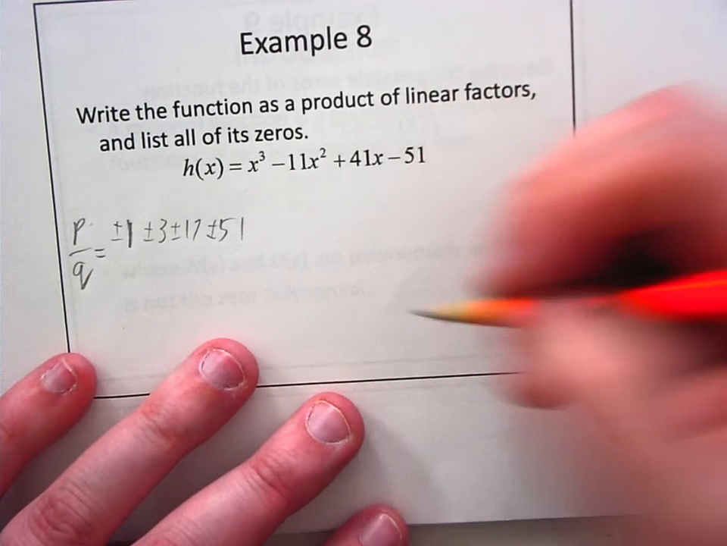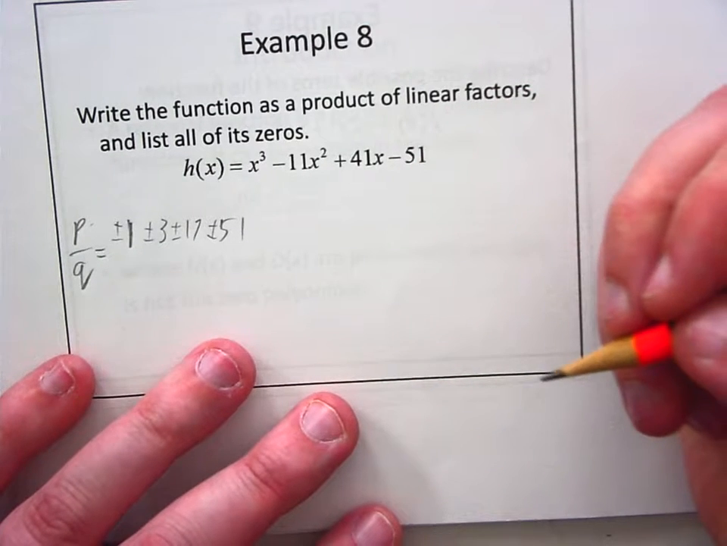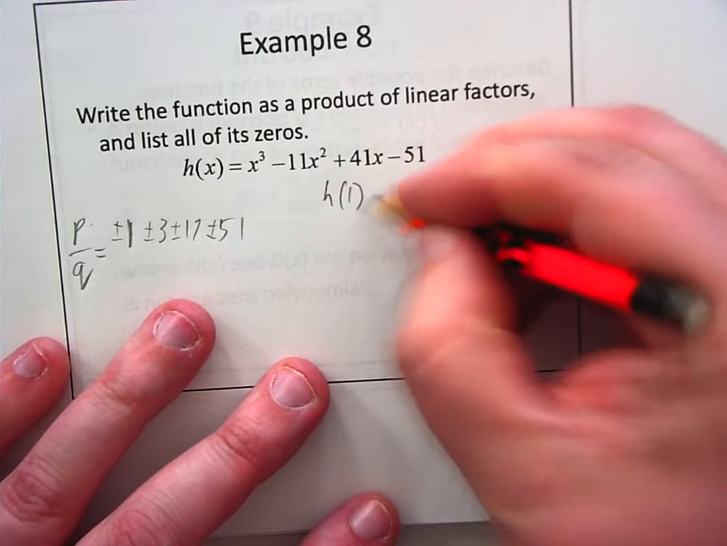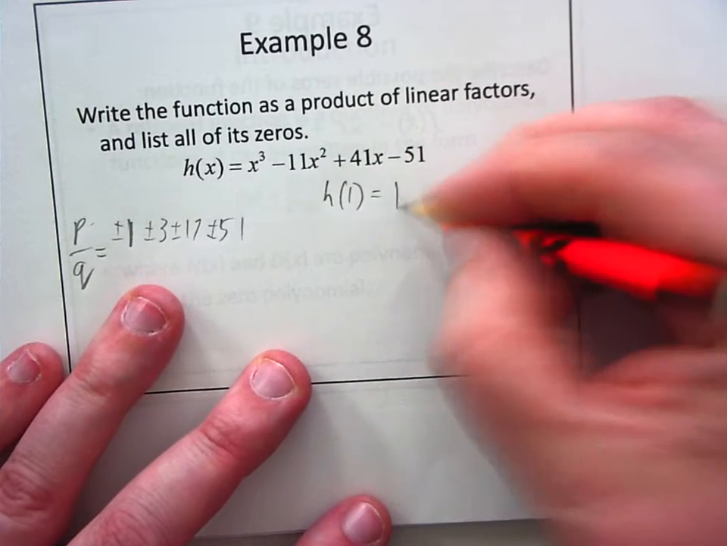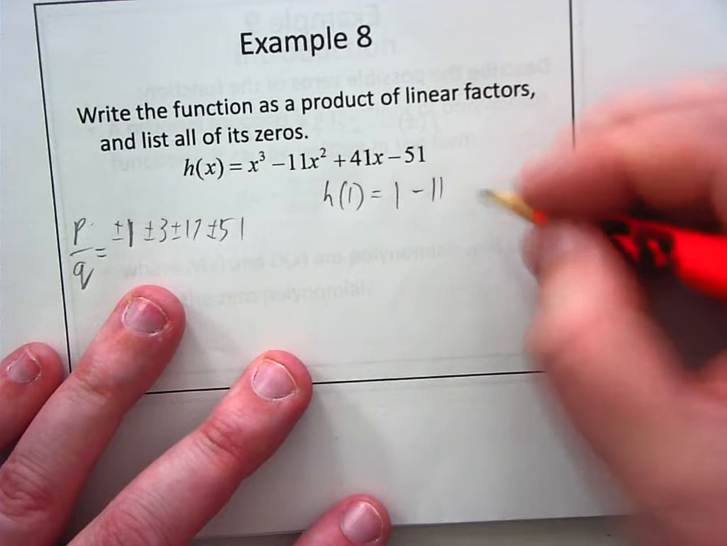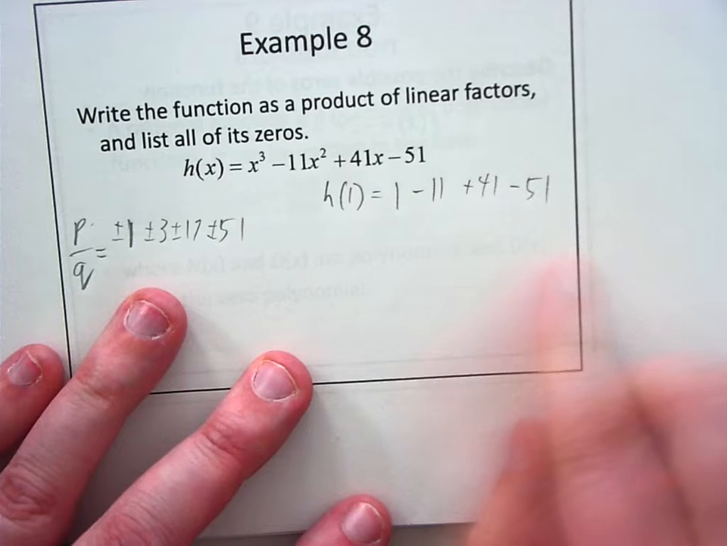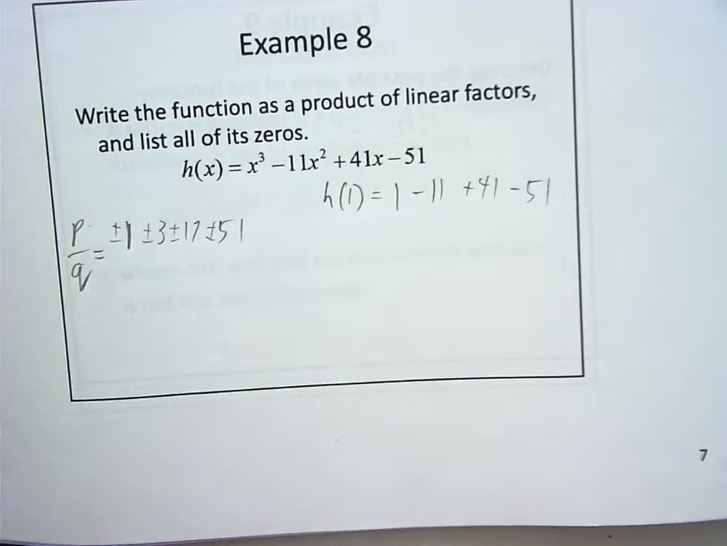Let's see which ones work. How do I figure out which ones work and which don't? Yeah, plug it into the function. So in other words, do h of 1. If I do h of 1, I'm going to have 1 to the third minus 11 times 1 plus 41 times 1 minus 51.